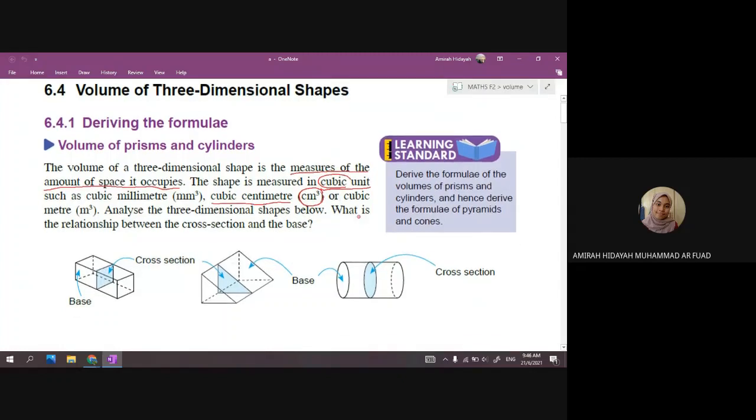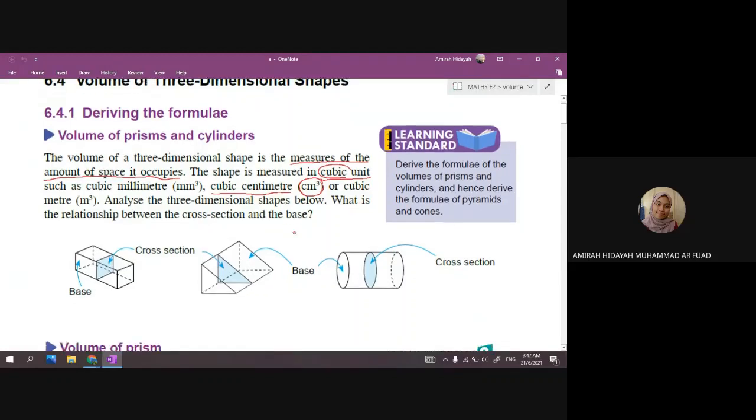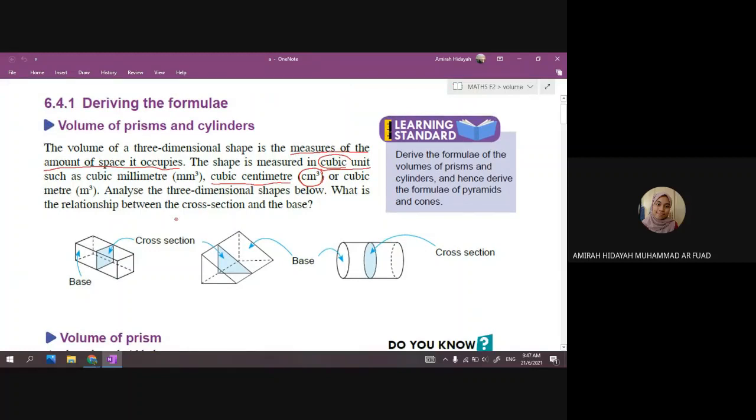So kat sini dia tanya, what is the relationship between the cross section and the base? So apa hubungan cross section dengan base? Okay, usually hubungan dia adalah cross section ni sebenarnya adalah base untuk 3D shape tu. For example, cuboid ni. Okay, base dia adalah ni kan, yang square ni.